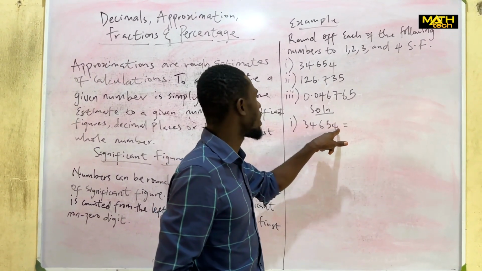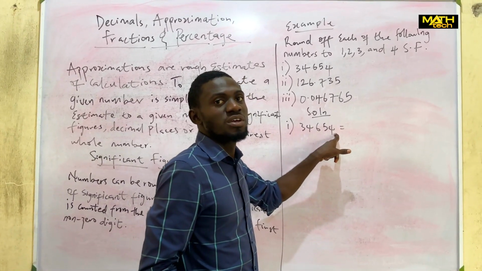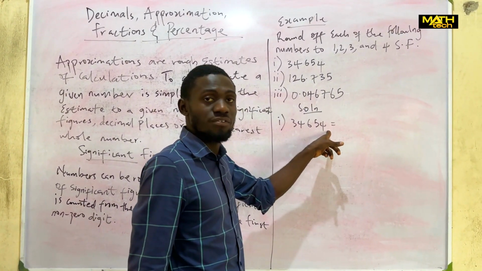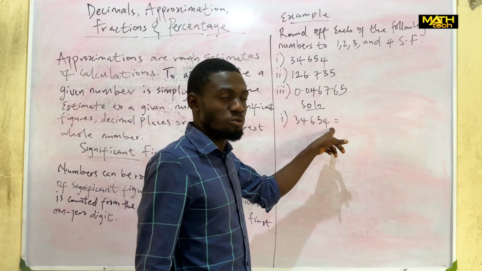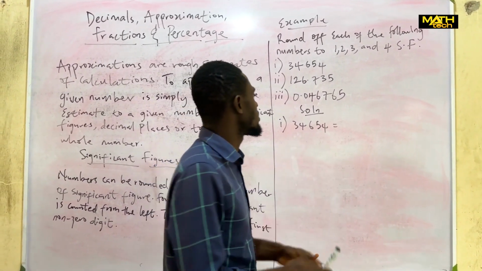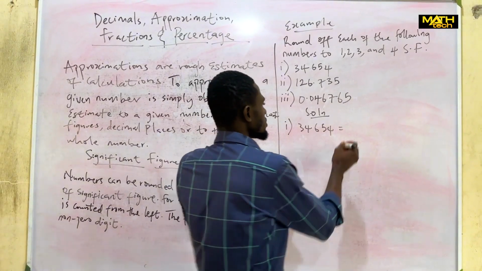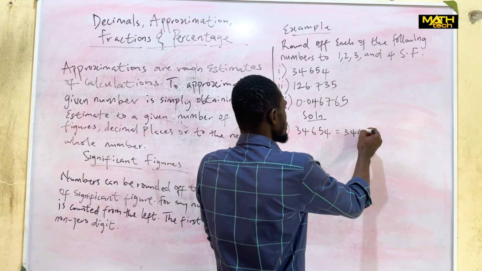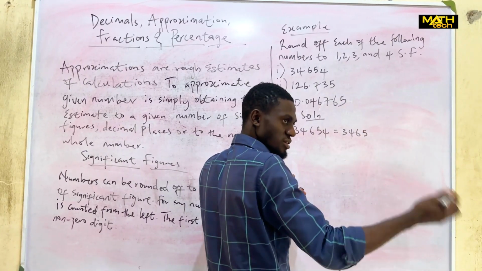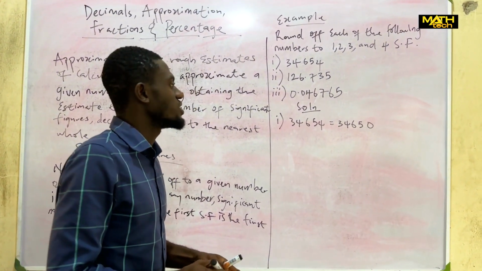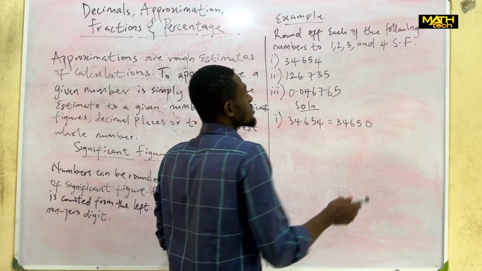Now look at the next number, which is the fifth value. Now this number is less than 5. Assuming this number was greater than 5, what are we supposed to do? We will round up by adding 1 to this, and this will be 6. So the fourth significant figure will give us 3, 4, 6, 5, and you can also put 0. So this is the fourth significant figure.